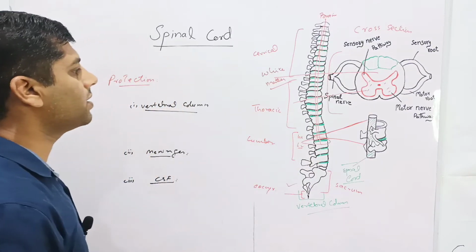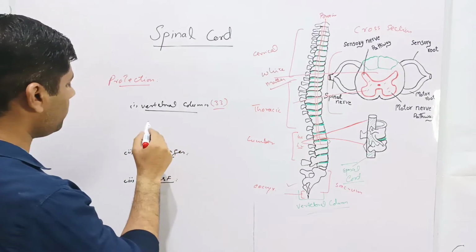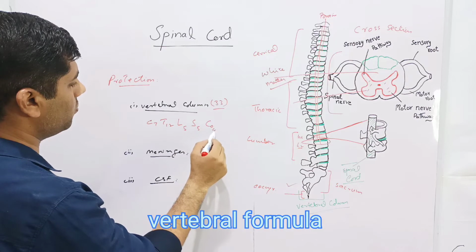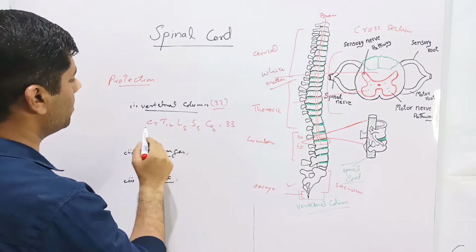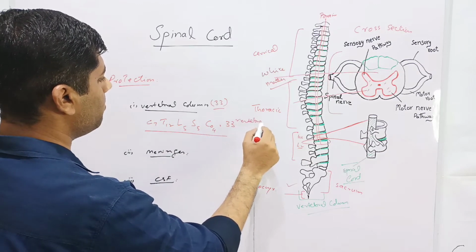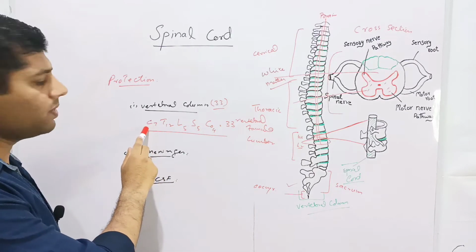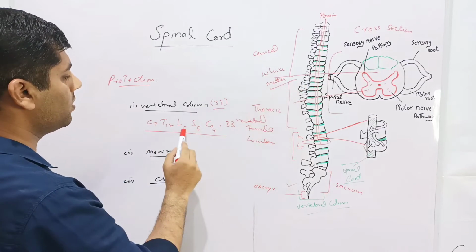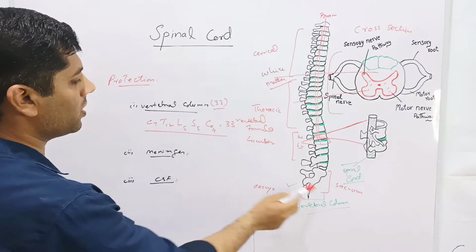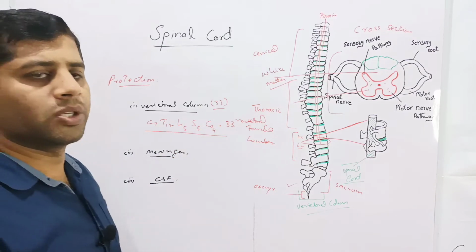This vertebral column has 33 vertebrae in human beings. The vertebral formula reveals C7, T12, L5, S5, Co4 is equal to 33. This is called the vertebral formula. It can be interpreted as: there are 7 cervical vertebrae in human beings, 12 thoracic vertebrae, 5 lumbar vertebrae, 5 fused sacral vertebrae, and 4 coccygeal vertebrae. If we add up these vertebrae, the sum is 33. So there are 33 vertebrae in the human vertebral column.